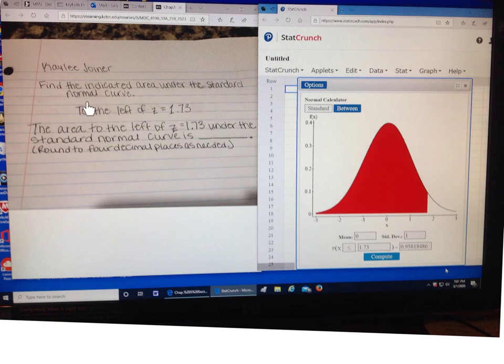I saw your question on the discussion board. Find the indicated area under the standard normal curve to the left of z equals 1.73.